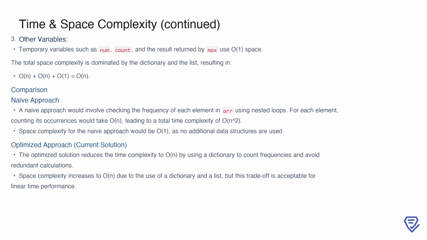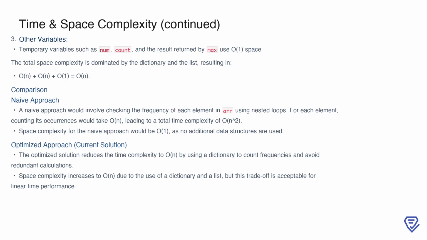In addition to the dictionary and the list, the solution uses a few temporary variables such as number, count, and the result returned by the max function. These variables require constant space, or O(1). When we combine all components, the total space complexity is dominated by the dictionary and the list, which results in O(n) plus O(n) plus O(1), simplifying to O(n).